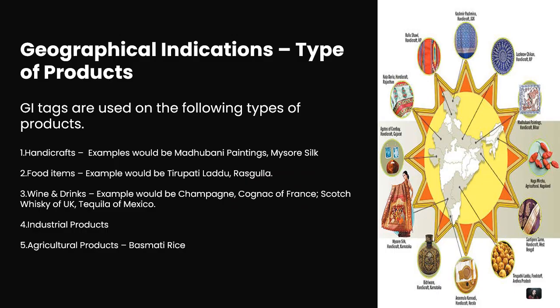And the geographical indications, that is, types of products. GI tags are used on the following types of products: handicrafts, food items, wine and drinks, industrial products, and agricultural products. Handicraft examples would be Madhubani paintings and Mysore silk. Food item examples would be Tirupati laddu or rasgulla. Wine and drinks examples would be Champagne and Cognac of France, Scotch whisky of the UK, and tequila of Mexico. For agricultural products, an example would be basmati rice.